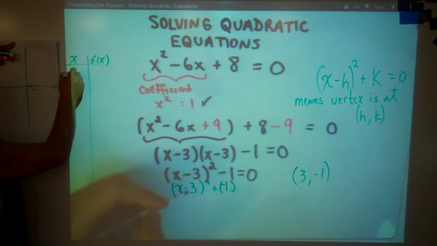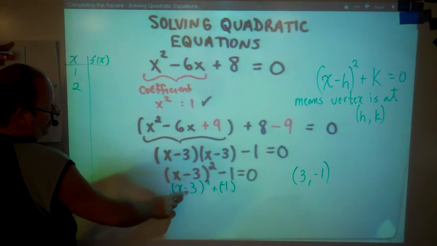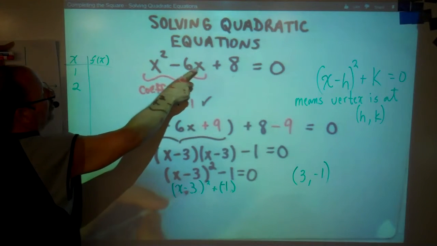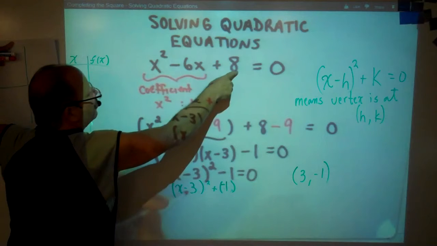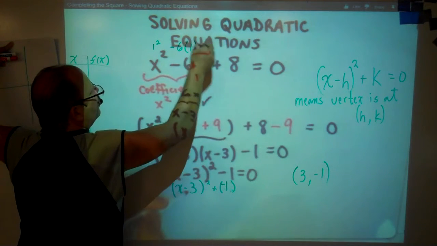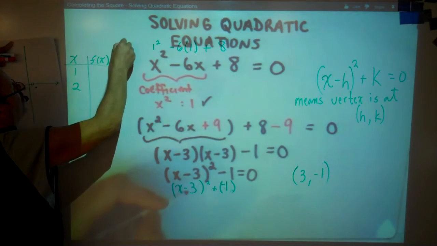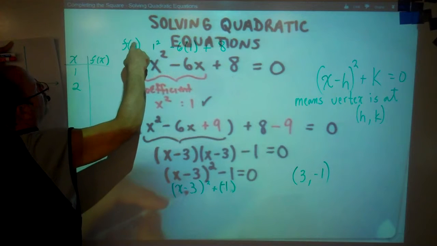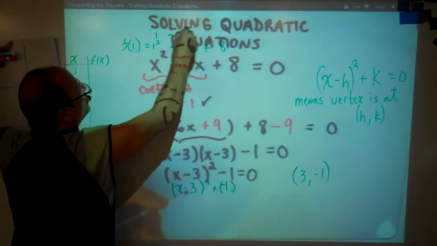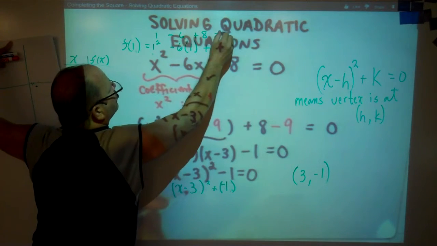So we plug in 1 and 2. And so we have 1 squared is 1 minus 6 times 1. That's negative 5 plus 8. Right? 1 squared minus 6 times 1 plus 8. This is f of 1. 1 squared, 1 minus 6 plus 8. 1 minus 6, negative 5, plus 8 is 3.